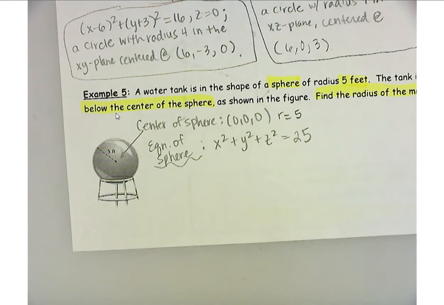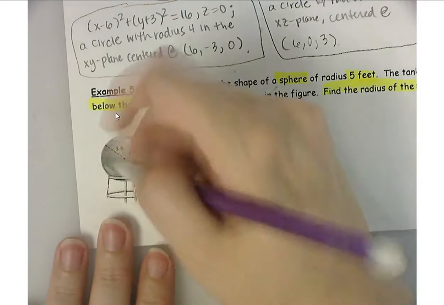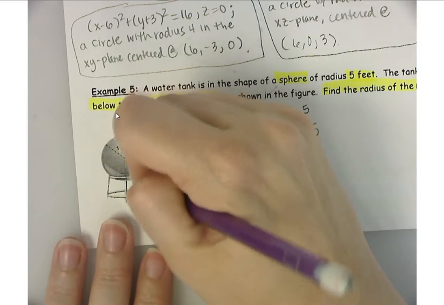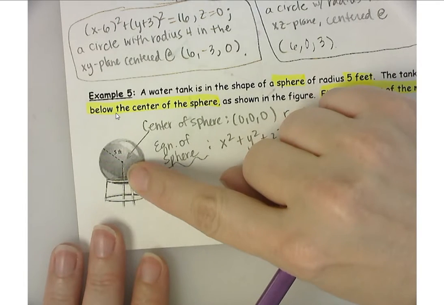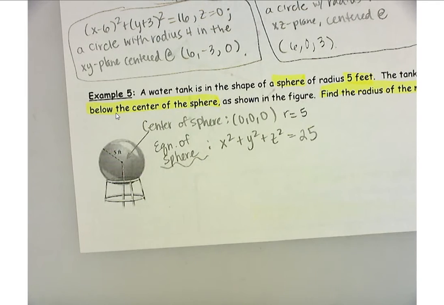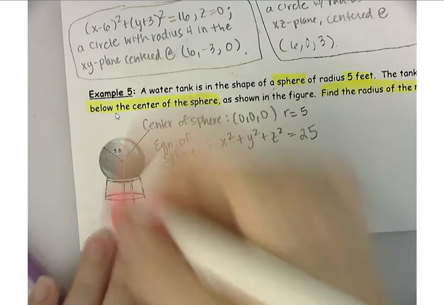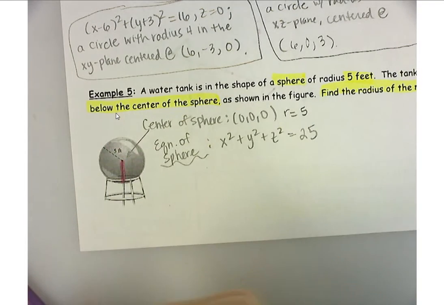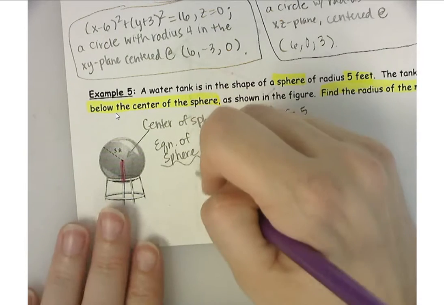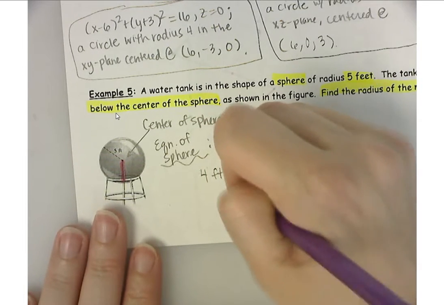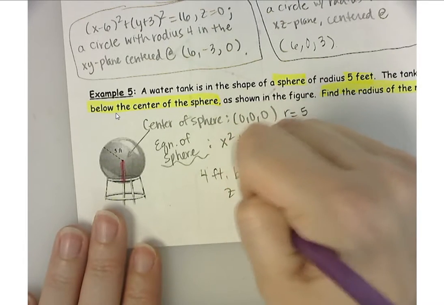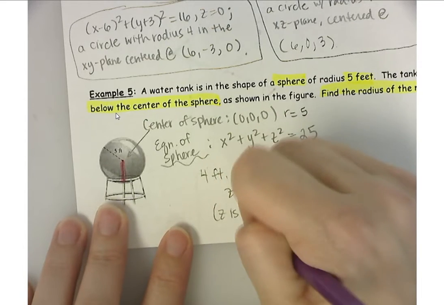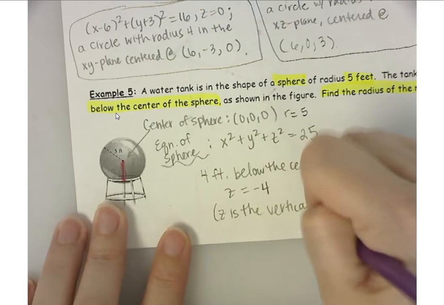Right? Now, it tells us that it's 4 feet below. So if it's 4 feet below the center, it's talking about this length right here. That's 4 feet below. This is vertical. What axis is vertical? The Z. So if this is the center and this is below it, that means your Z value is going to be what? Negative. So it's 4 feet below the center. Z is going to equal -4. And it's Z because Z is the vertical axis.